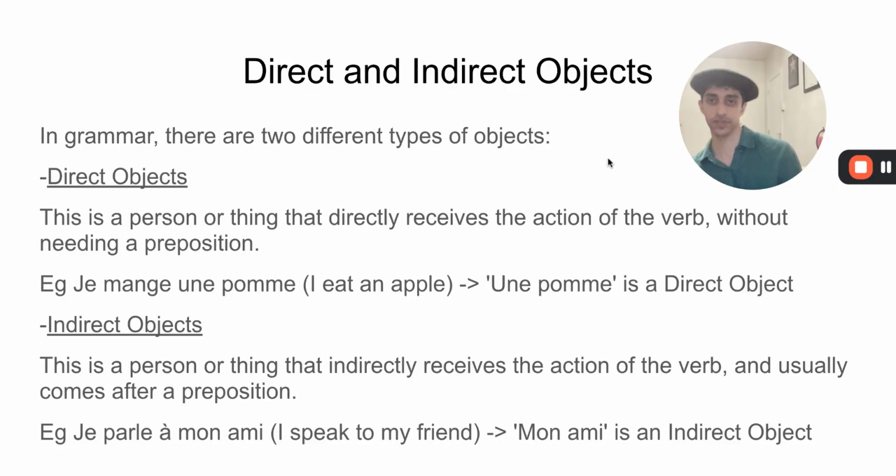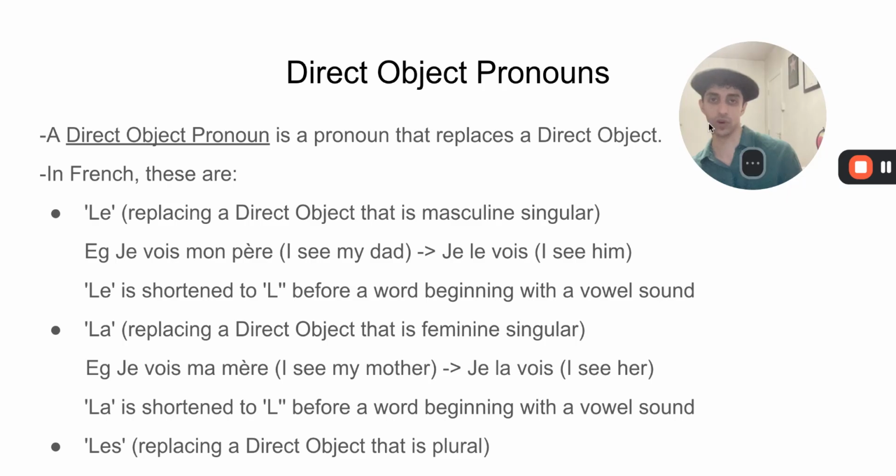Okay, so it's important to understand these concepts clearly before we go on to the pronouns themselves. So we will do that now, starting with direct object pronouns. A direct object pronoun, you can probably work out, is therefore a pronoun which replaces a direct object. So in French, these include le, which replaces a direct object that is masculine singular.